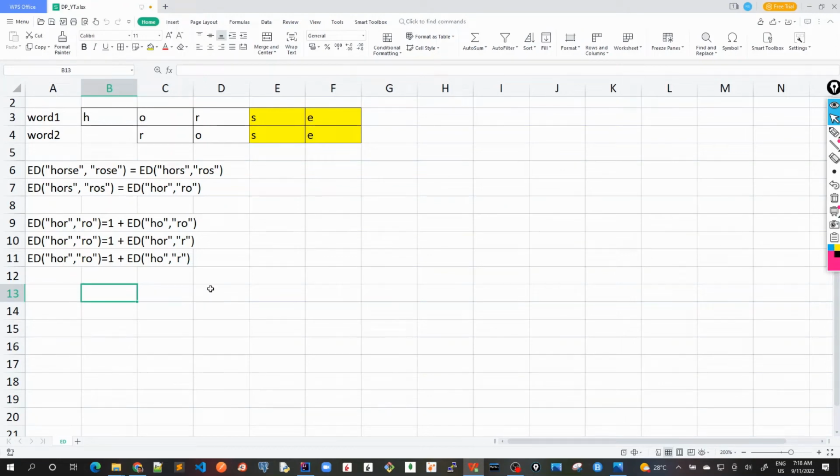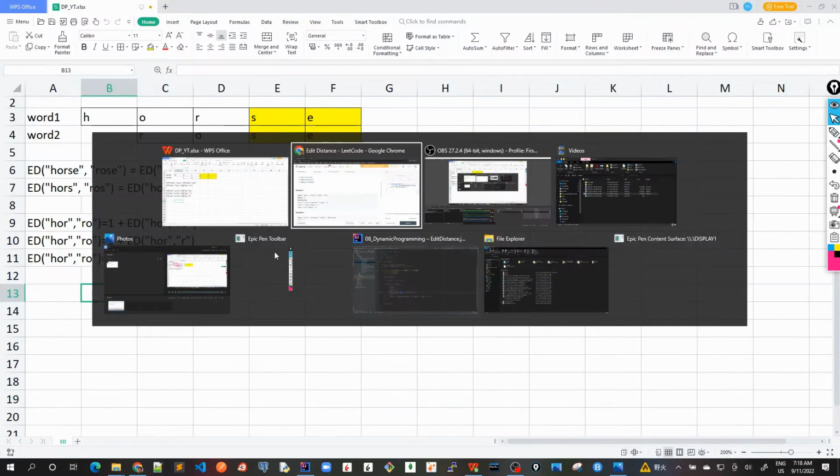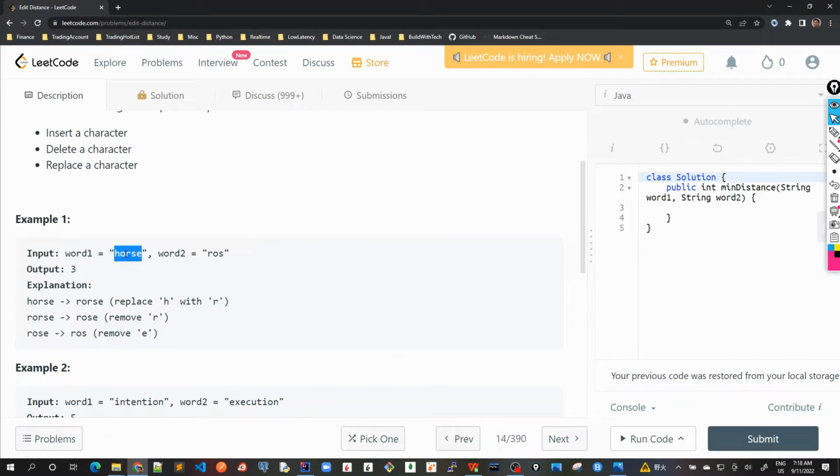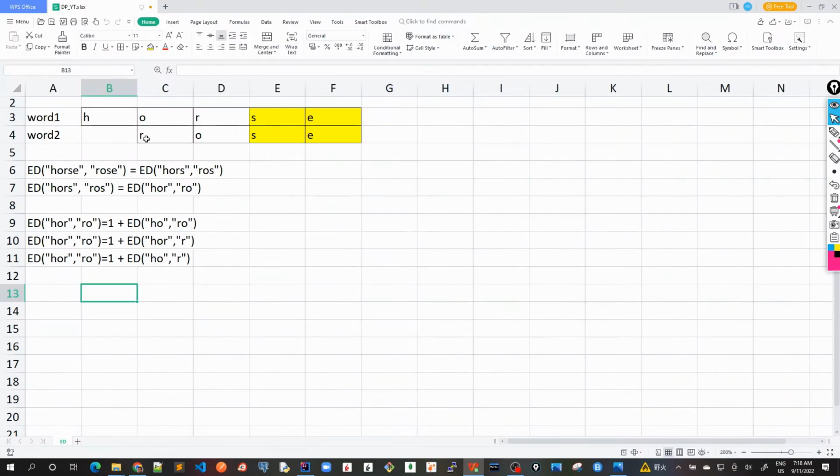Now let's solve this problem using a dynamic programming 2D grid. Let me take the same example as in LeetCode: word 1 as HORSE and word 2 as ROS. I changed this word to ROSE in my previous videos so that it was easier to explain the algorithm that we were discussing.